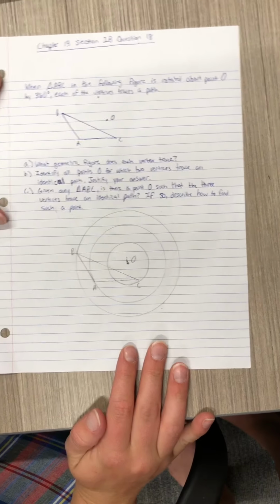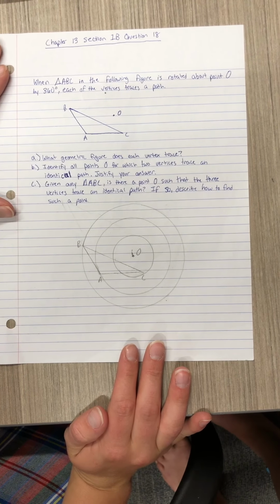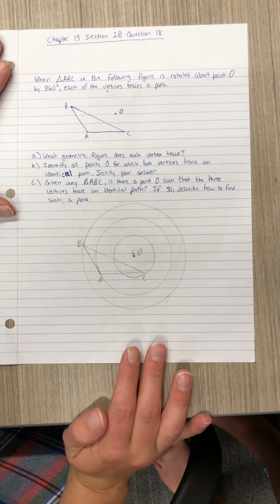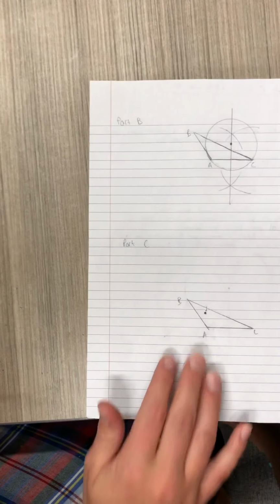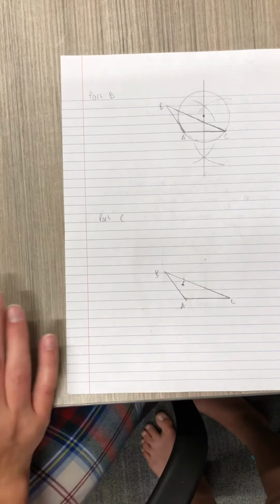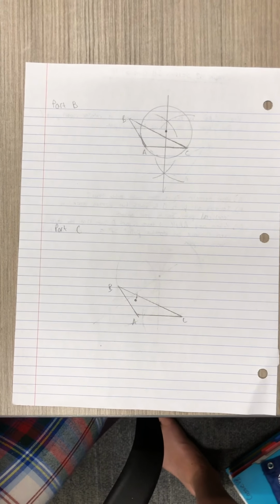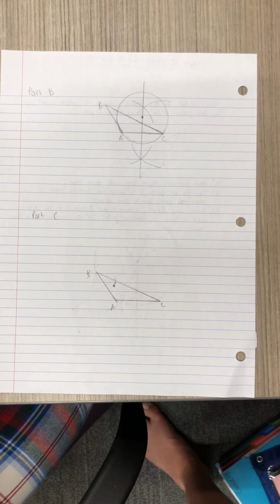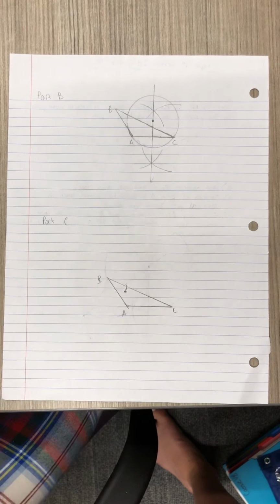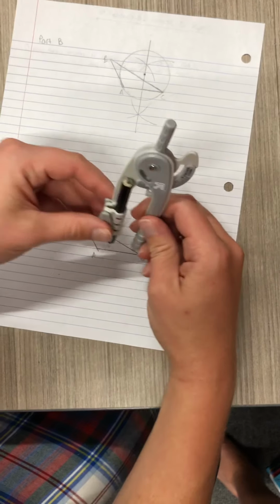So for part C, it states, given any triangle ABC, is there a point O such that the three vertices trace an identical path? If so, describe how to find such a point. So in order to find out if there is a point O such that the three vertices trace an identical path, you are going to want to continue to bisect all the segments like we did in part B. So I'm just going to copy what I just did in part B.